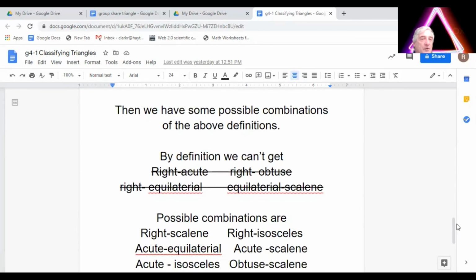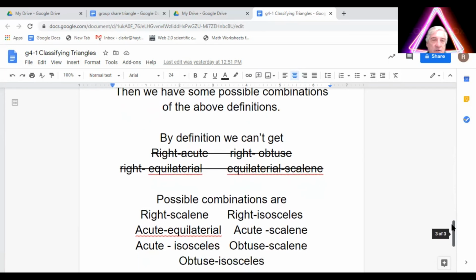We do have some possible combinations of the above definitions. By definition, you can't get a right acute triangle and you can't get a right obtuse triangle. You can't get right equilateral. It's either equilateral or it's right, but it can't be both. You can't get equilateral scalene, which is why I struck through all those.